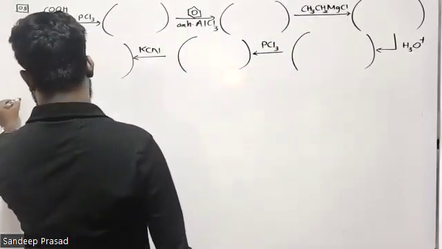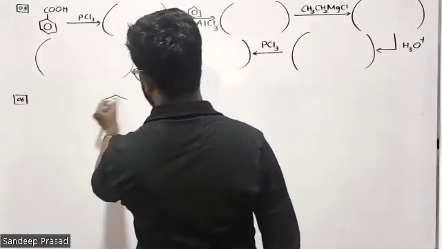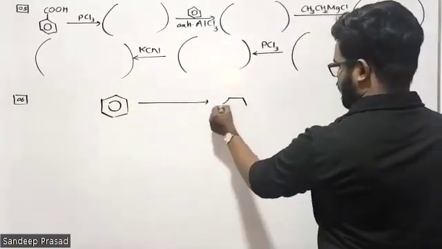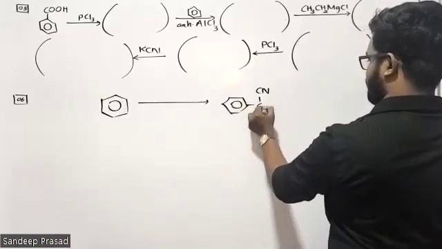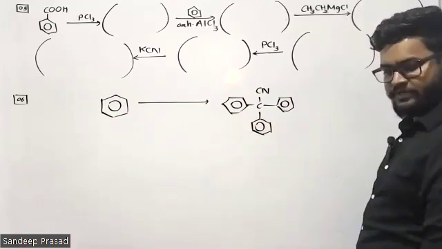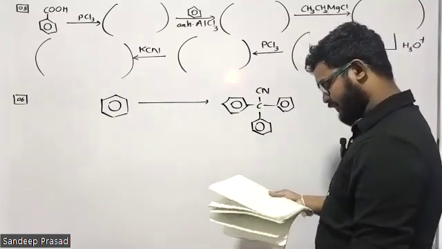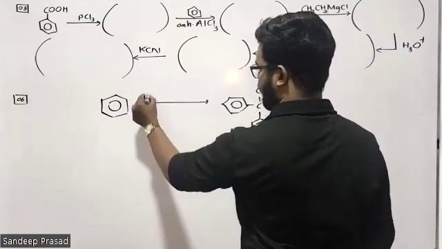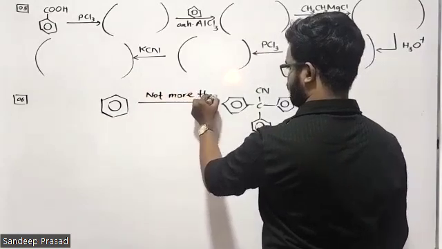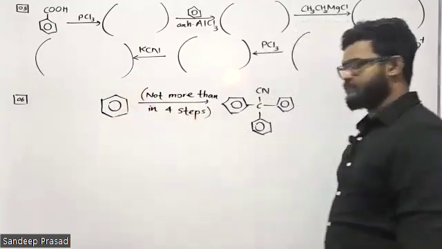So let's move to the sixth one, number 6. Number 6 is actually a conversion. Benzene ring, and in this way. Right? So can you try this one? Here you have only 1, 2, 3, 4 steps. Not more than 4 steps.